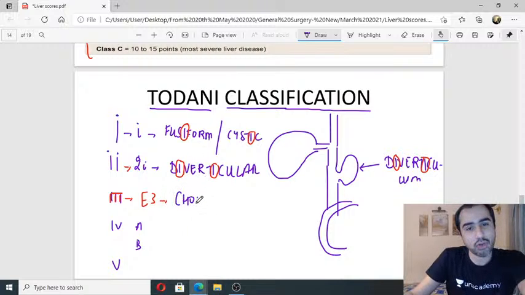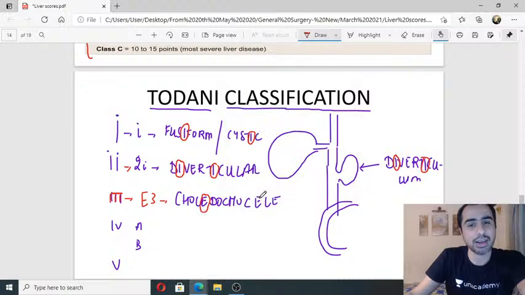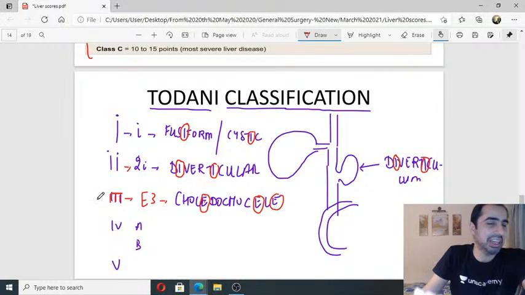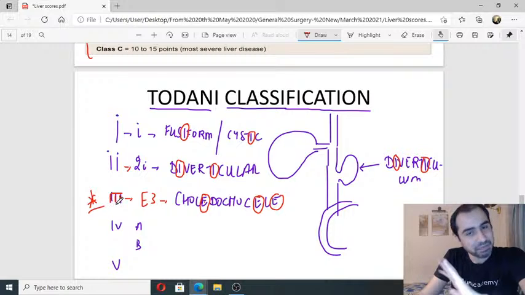It's called choledochocele. Now this choledochocele has 3 E's. I नहीं है उसमें, E है. 3 E's, choledochocele, type 3. Easy. हर बार MCQ उस पे पूछते हैं. What is choledochocele? What type? So choledochocele, type 3. Okay.